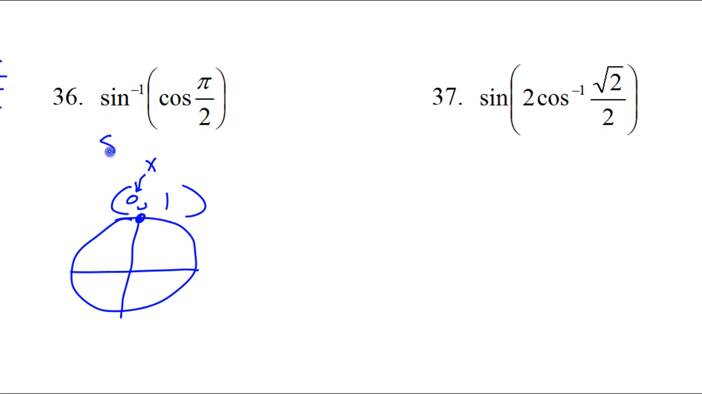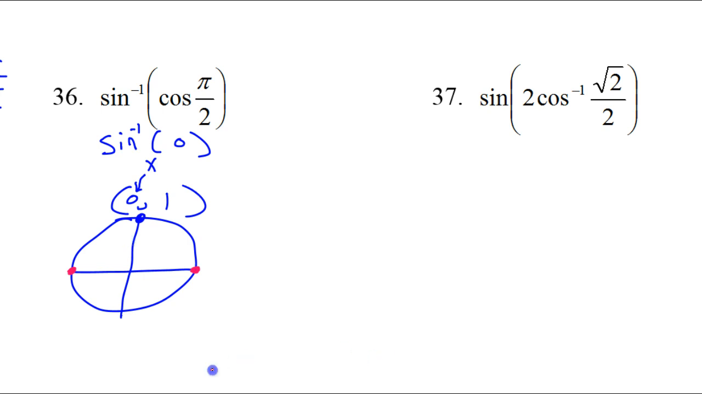So that means I'm really asking you for the inverse sine of 0. Now, the inverse sine is just an angle. It's the angle whose sine is 0. So what angle has a sine of 0? Well, on the unit circle, the y-coordinate is the sine. So where is the y-coordinate 0? The y-coordinate is 0 here and here on the x-axis. So both of these points will have a sine of 0.